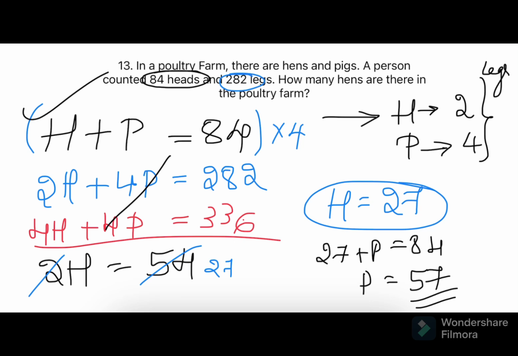Therefore, number of hens is equal to 27 and number of pigs is equal to 57. The summation actually becomes what? 84 heads. Total number of animals in that poultry farm is 84. In that, hens are 27 and pigs are 57. It's a very simple problem. All we have to know is this basic and to correctly simplify the equation.